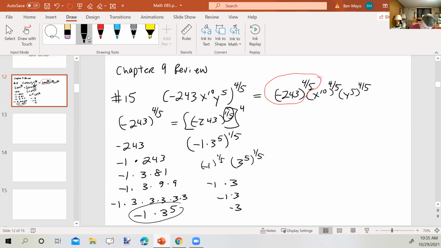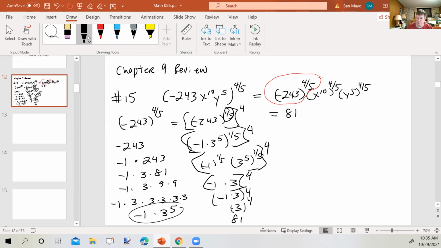But all of that now gets raised to the 4th power, okay? Negative 3 to the 4th power, negative 3 times negative 3 times negative 3 times negative 3 is 81. So 81, okay, that first thing. Any questions about that piece? That's the most complicated piece in this problem, okay?